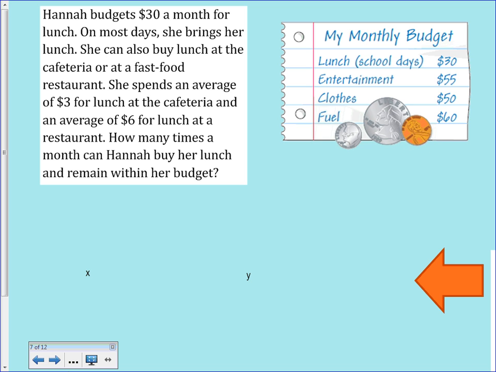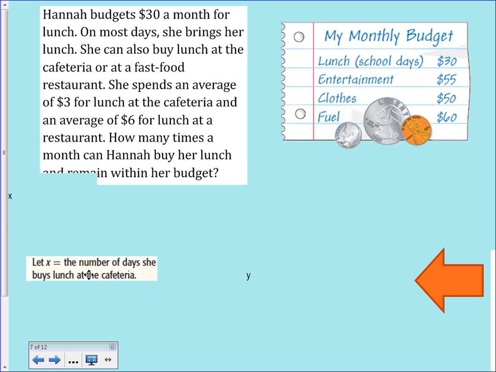So Hannah budgets $30 a month on lunch. On most days, she brings her lunch. She can also buy lunch at the cafeteria or at a fast food restaurant. Okay. She spends on average $3 for lunch at the cafeteria and an average of $6 for lunch at the restaurant. How many times a month can Hannah buy her lunch and remain within budget?